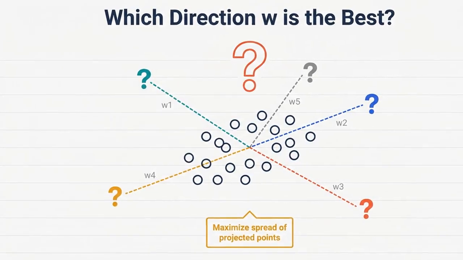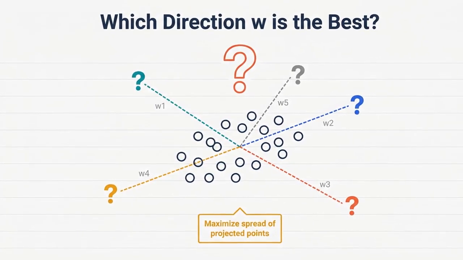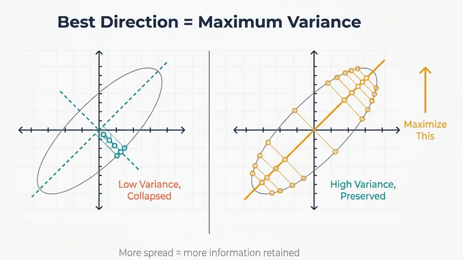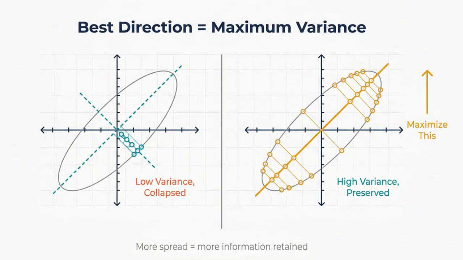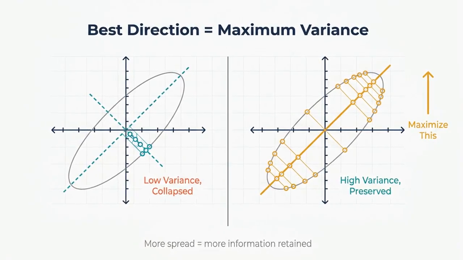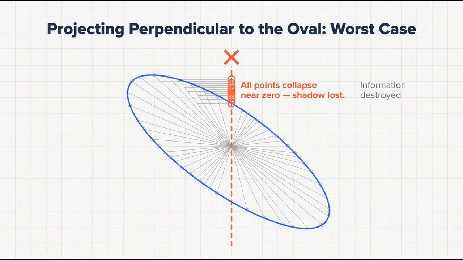But how do we choose the direction w? Which direction is the absolute best? In PCA, the best direction is defined as the one that maximizes the spread, or variance, of the projected coordinates. Imagine our 2D data points form a long diagonal oval. If we project these points onto a line that runs perpendicular to the oval's long axis, all the projected points will collapse into a tight, overlapping cluster near zero. The shadow has no spread. We have lost almost all the information about how the points differ from one another.